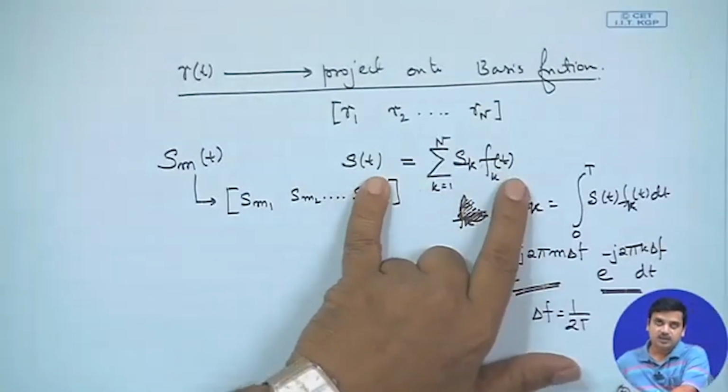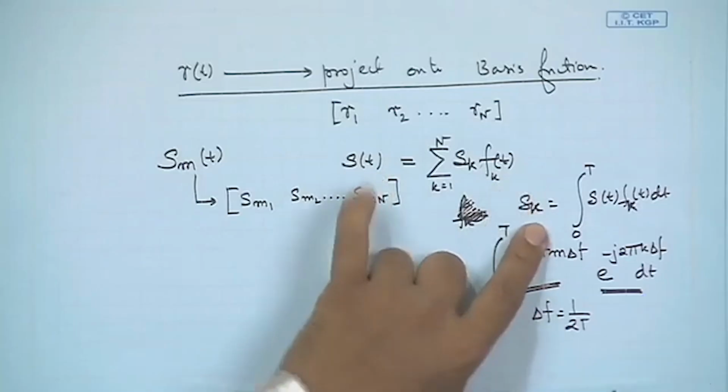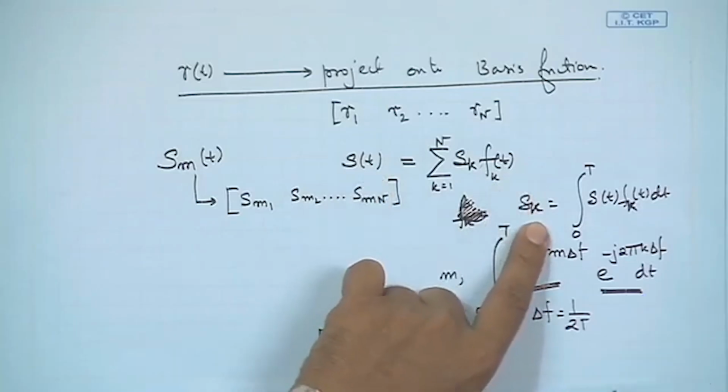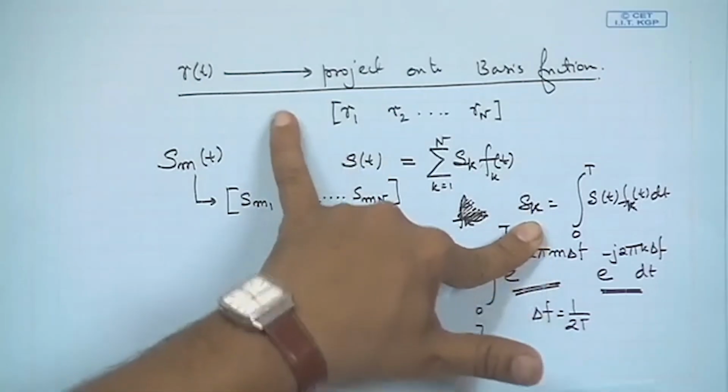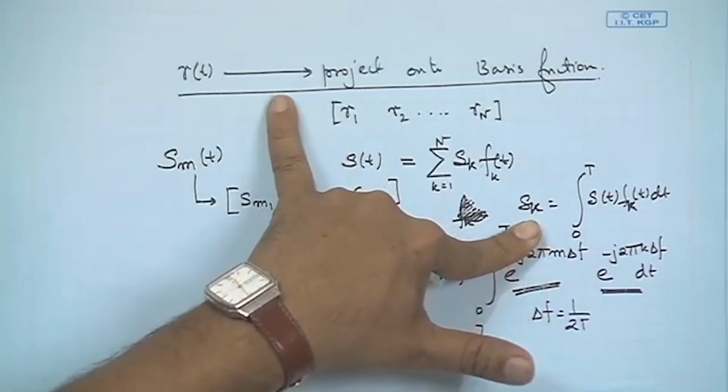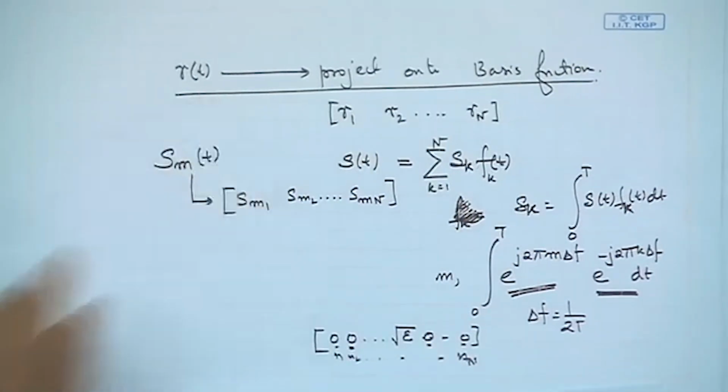So, this is the construction of the signal, this is the decomposition of the signal. So, you are breaking down into components. So, instead of S(t), we will now apply the same philosophy on R(t), that means we will apply the same philosophy over here.